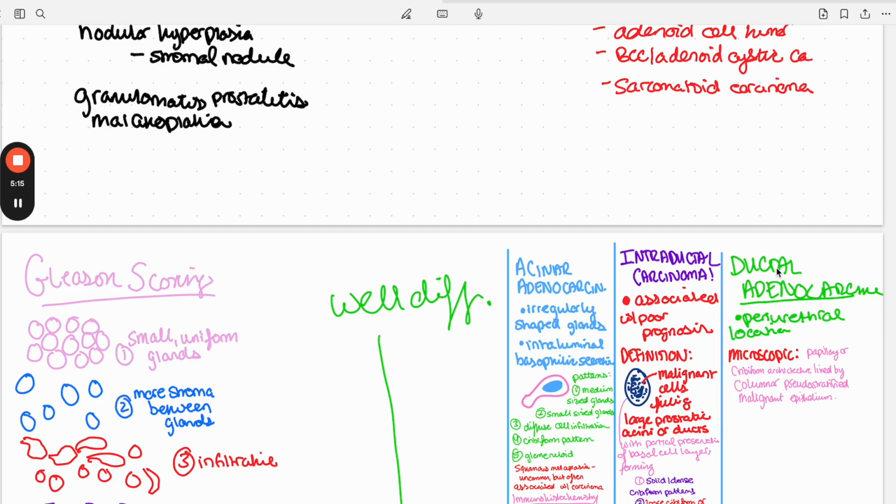And then lastly, briefly here, we have ductal adenocarcinoma as well, which is considered more aggressive than acinar adenocarcinoma. Classically, and I guess for boards, it can be associated with periurethral location. And then microscopically, what you're going to see is papillary or cribriform architecture lined by columnar pseudostratified malignant epithelium. So I hope that that helps.